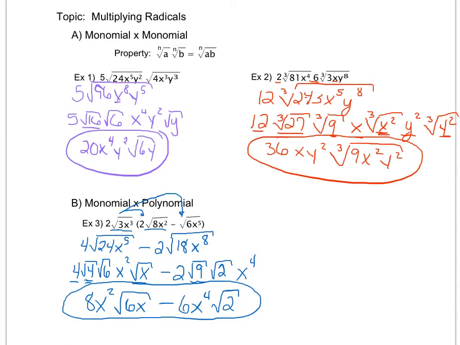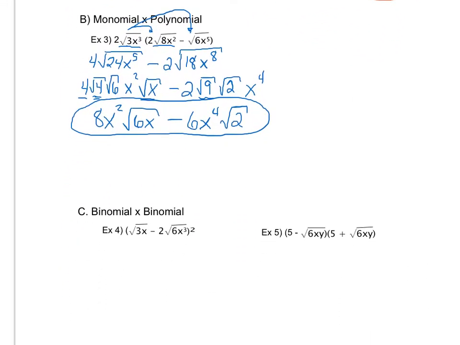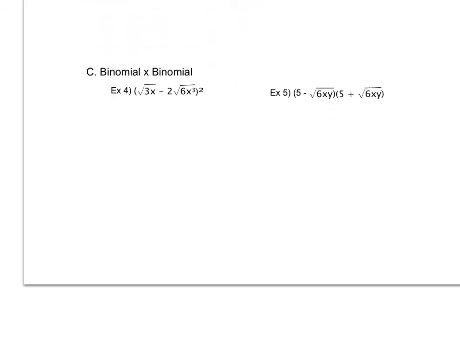And then we're going to move on to the last piece, which is binomial times binomial, and it's using that idea of FOIL. 2 examples of that. So on the first one, I notice that I have square root of 3x minus 2 times the square root of 6x cubed, squared. Do not distribute the square, and I cannot distribute the square unless it's multiplying. Because it's adding or subtracting, I have to write it twice in FOIL.